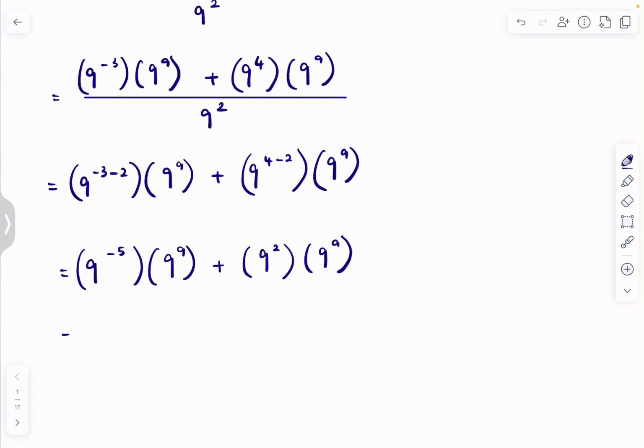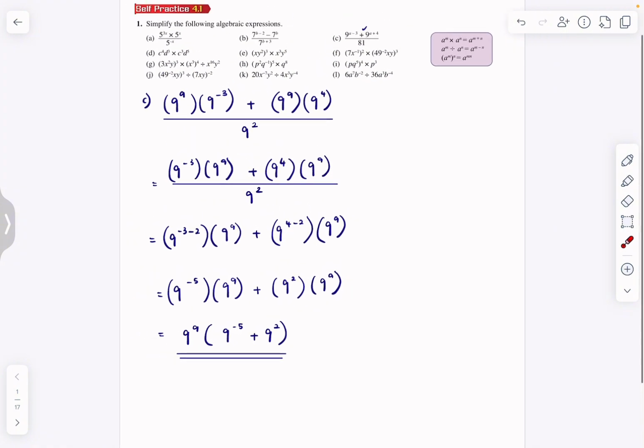So now we can factor out the 9a: 9 negative 5 plus 9 square. That's it. You can't do anything after this because if you have plus in the middle, you can't add or times the powers. If it was times, then it's different. If it was times, then we can add the powers. But plus, you just leave it like this. Done.